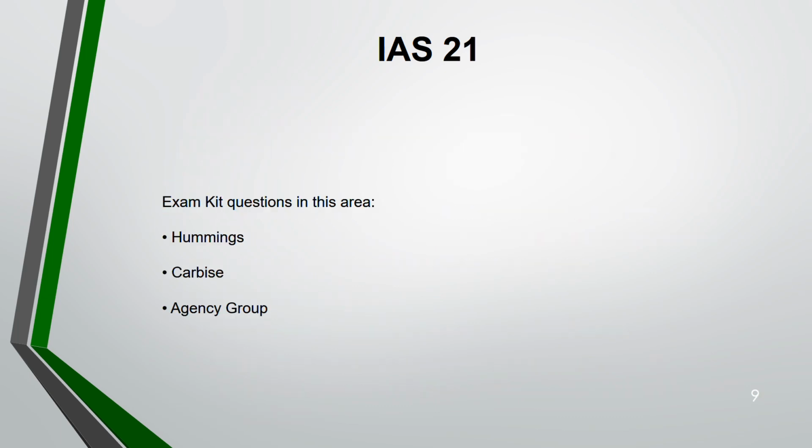Now, these are the three exam kit questions you have to do: Hummings, Kerbis, and agency group. Make sure that you do it. And IAS 21 is also a very frequently tested area, because they also want to check your overseas aspect.